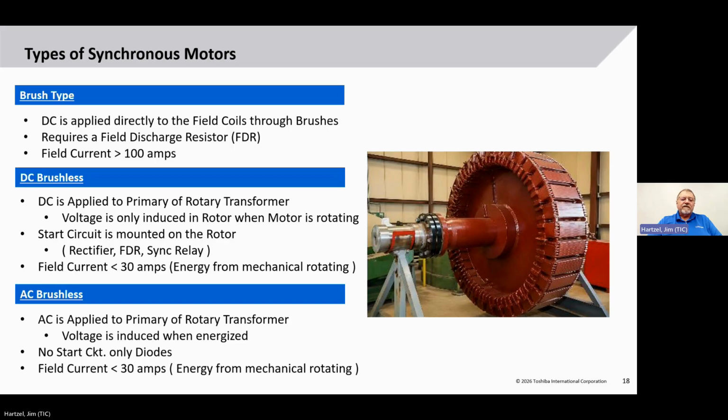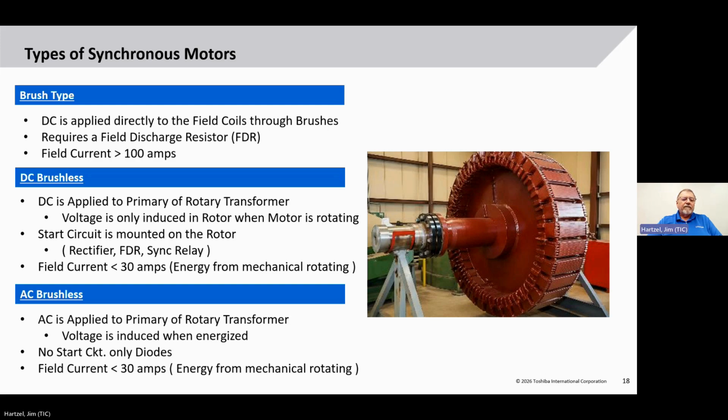The next type is the DC brushless, where we don't have brushes, but we use a rotary transformer, or essentially a generator mounted on the rotor, and we induce the current into the rotor, and then that DC current will feed the field coils. All the circuitry that I talked about, the brush type needed, the DC brushless also needs, but they mount it somewhere here on the rotor. So it's always spinning.